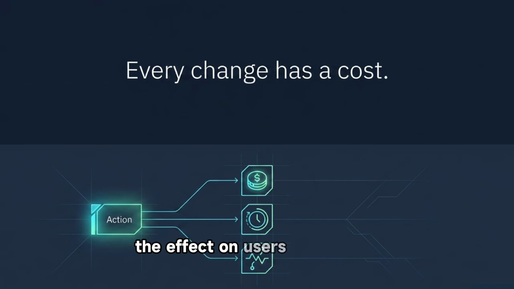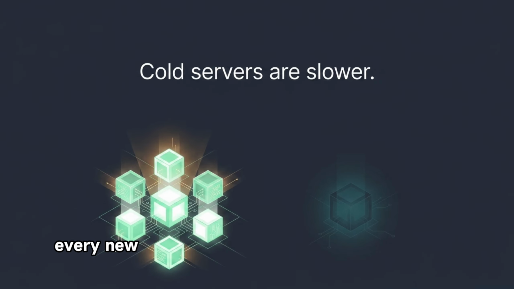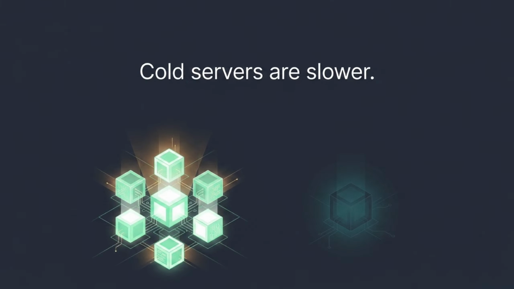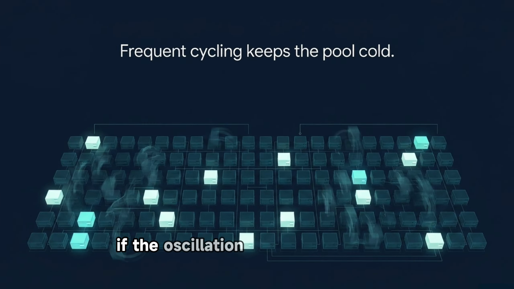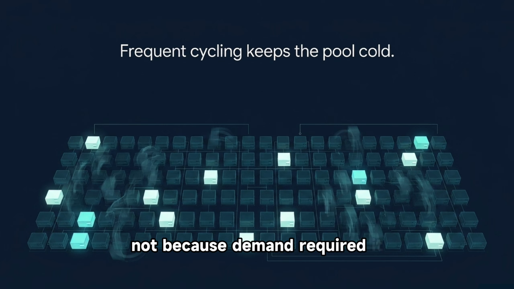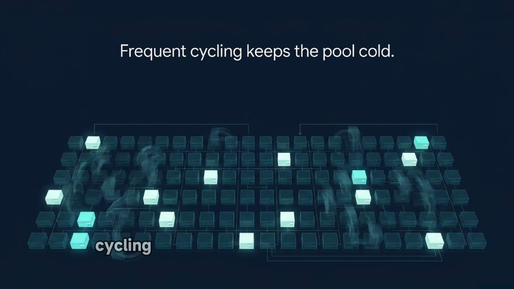The effect on users can be real. Every new server added during an oscillation cycle is a cold server, and cold servers are slower than warm ones. If the oscillation is frequent enough, a meaningful fraction of the server pool is in a cold state at any given moment. Not because demand required it, but because the policy keeps cycling capacity in and out for no reason.